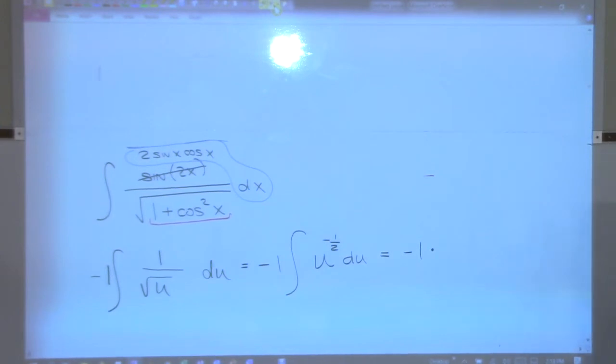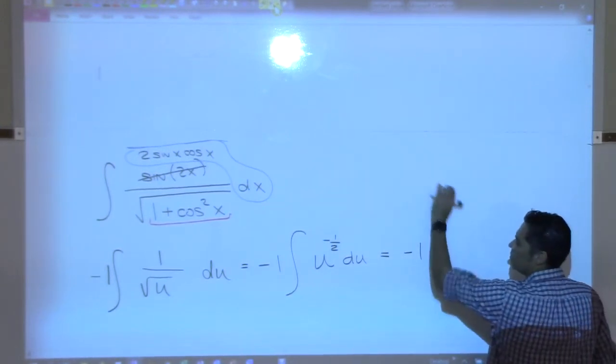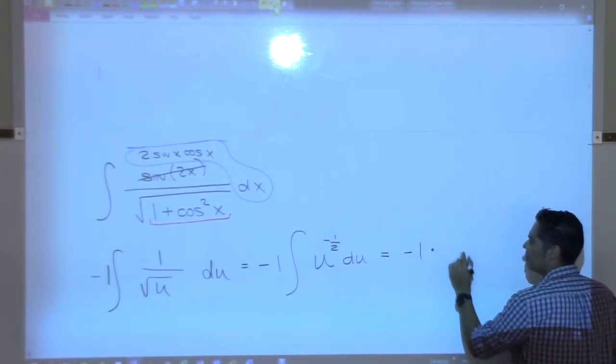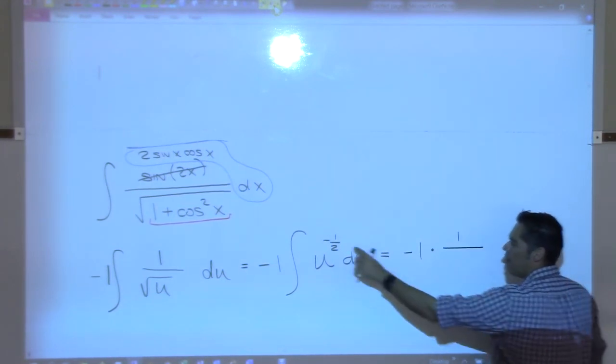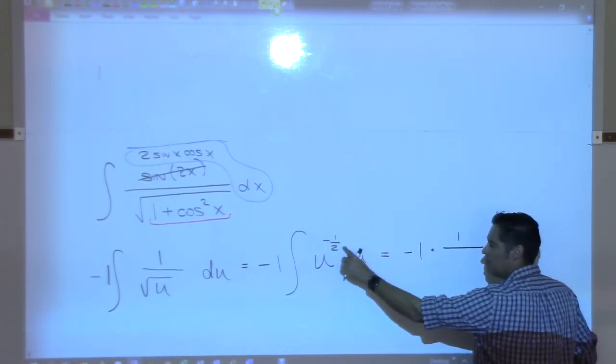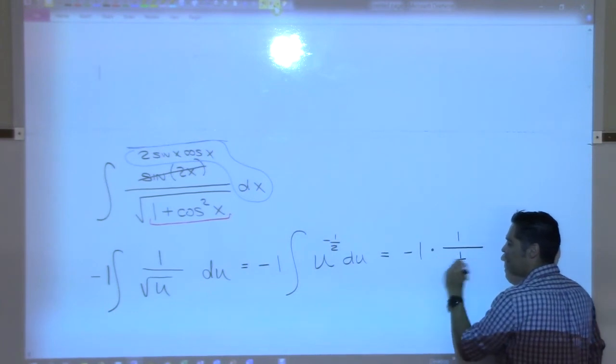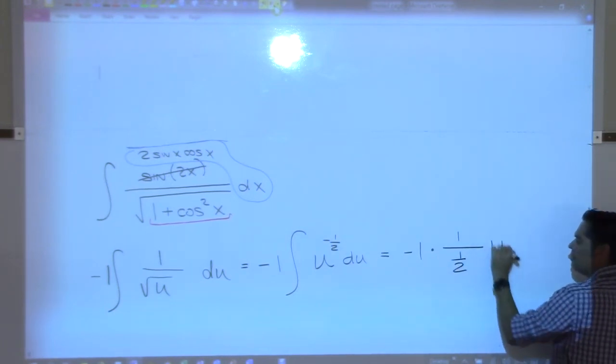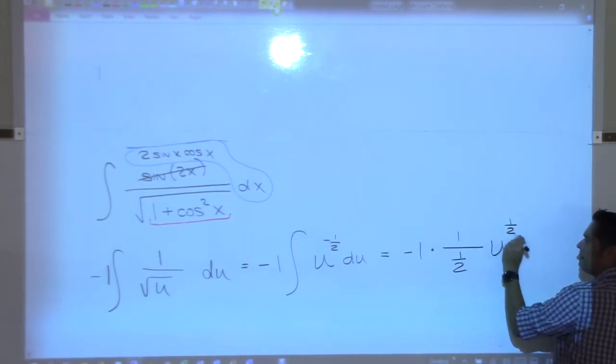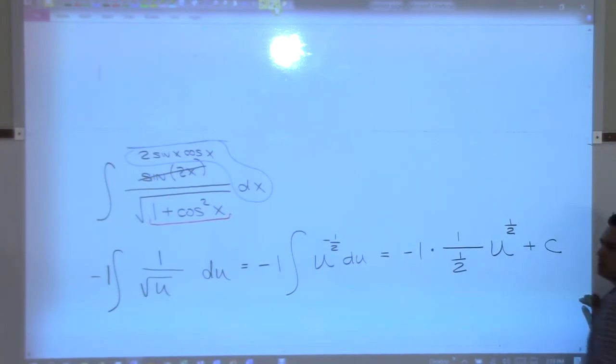So it would be the power plus 1 over 1. So 1 over that power plus 1, right? So -1/2 plus 1, that's a half, right? And then u to the half, and then plus c. Integral sign goes away, right? Integral sign goes away because you did the antiderivative. The plus c shows up.